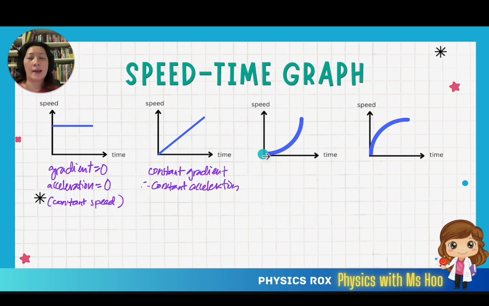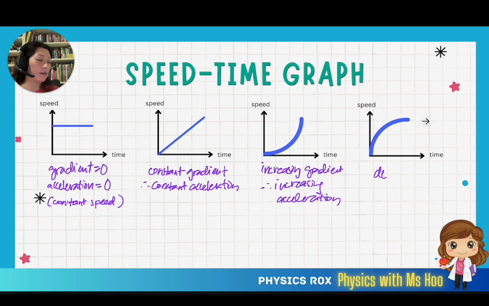For this graph, we have a graph where the gradient is increasing from a 0 gradient to a high gradient. So an increasing gradient here means increasing acceleration. And for the fourth graph, we have a graph which starts from a high gradient dropping to 0 gradient. So that's decreasing gradient. A decreasing gradient graph for a speed time graph means that it has decreasing acceleration.